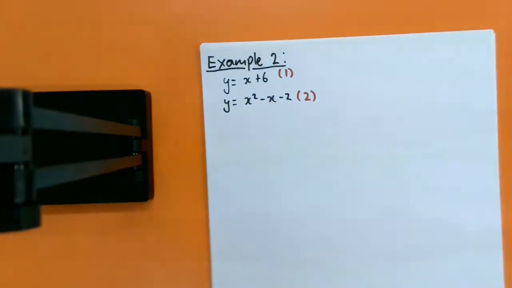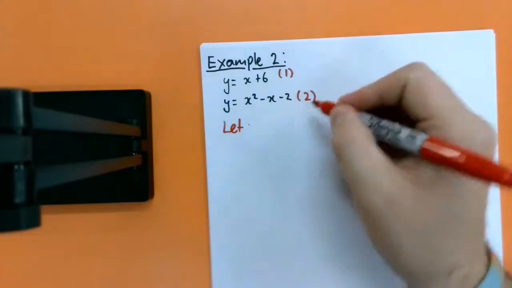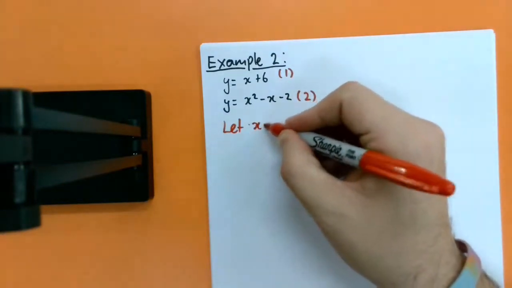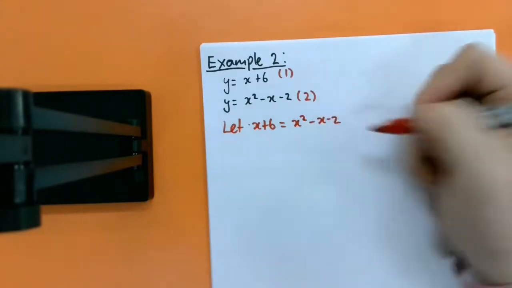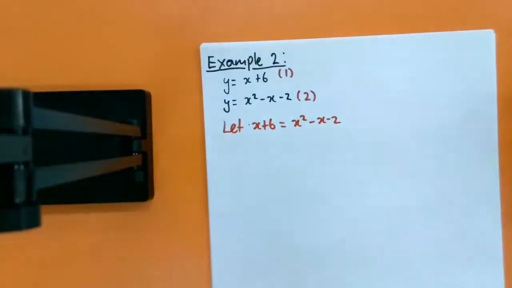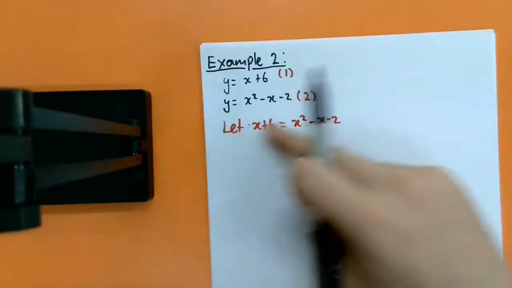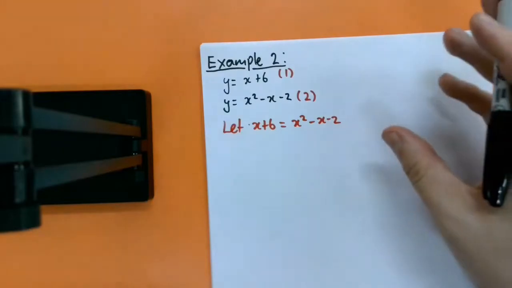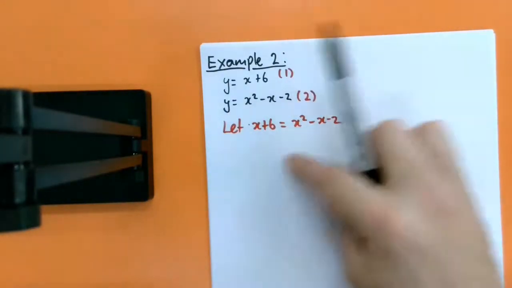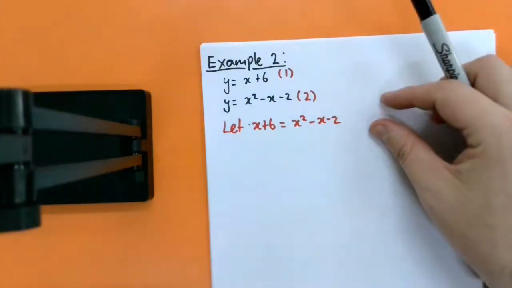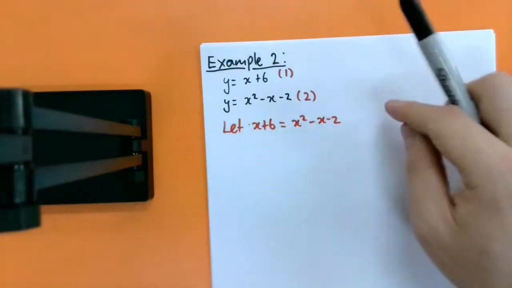So what I like to say is let 1 equal 2. Another way of writing this is x plus 6 is equal to x squared minus x minus 2. And we're just doing that because they're both equal to y. So you'll notice going along here that we have some things on the left-hand side and some things on the right-hand side. What I want you to try and do is end up with everything here being equal to 0.